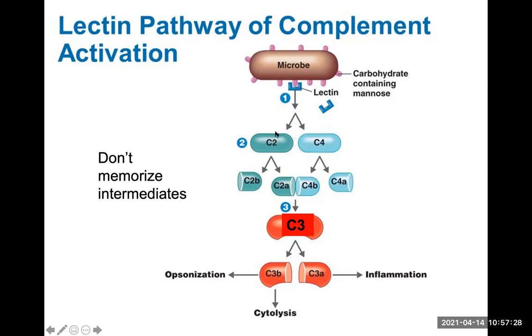Okay, the initial step that you need to know is that the lectin will activate both C2 and C4. That will lead to the activation of C3. So you don't need to know this intermediate step. And then C3, as we've already talked about, leads to opsonization, cytolysis, and inflammation.